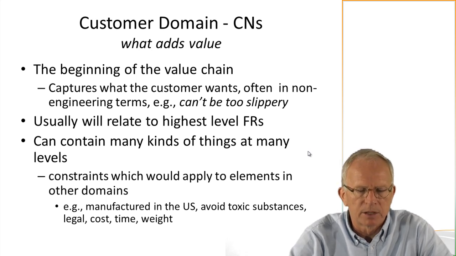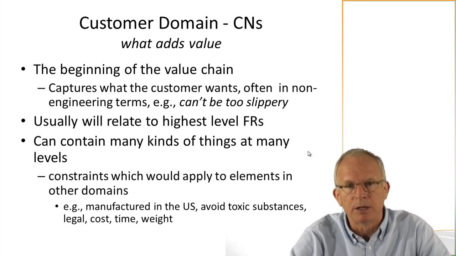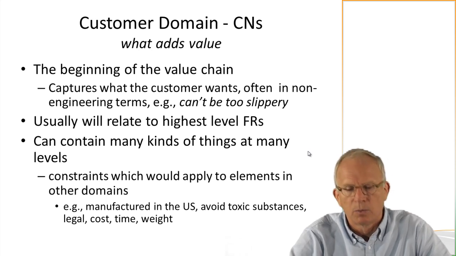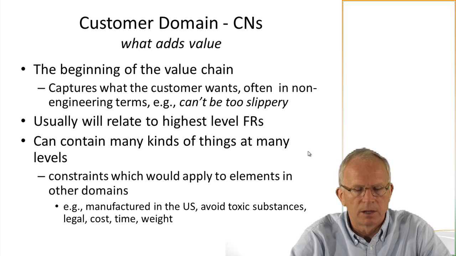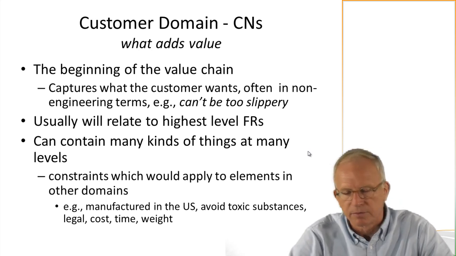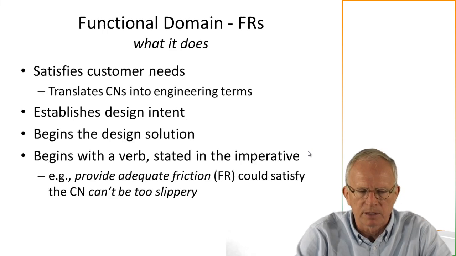Now, sometimes in a contract to produce something, there may in fact be thousands of customer needs expressed, particularly for some kinds of government work. And so these need to be sorted through to see what kind of things they are, and which domains they fit into, and if they are very general or specific. But generally you don't have so many of those things.